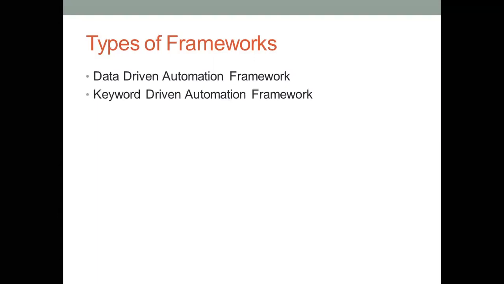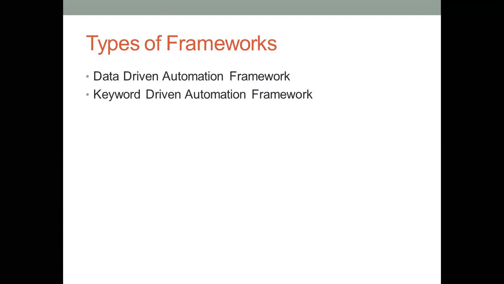Next, there are different frameworks. So, types of frameworks. First, data driven automation framework. So first we have seen that criteria, data driven. Then from that there is a framework, data driven automation framework. Second, keyword driven automation framework.